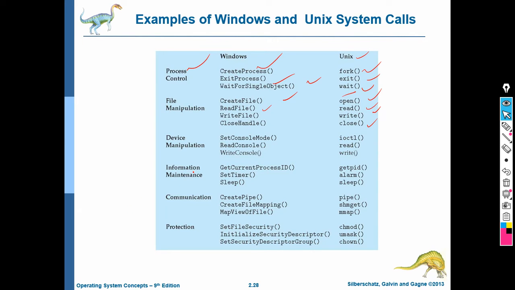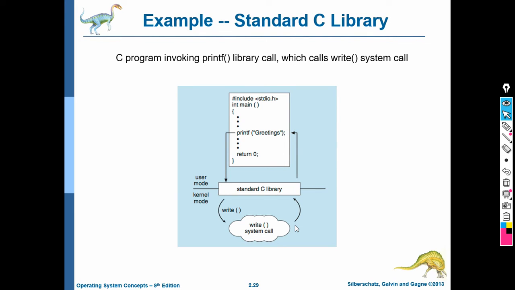Similarly, as part of device manipulation, information maintenance, communication, and protection, the different kinds of system calls available in Windows and Linux are listed out here. Now coming to the standard C library, a C program invoking the printf library call, which calls write. Actually, in C you say printf, but it is implemented with the help of a system call write, that is going to run in the operating system. Write is a system call which is going to be executed in the kernel mode.